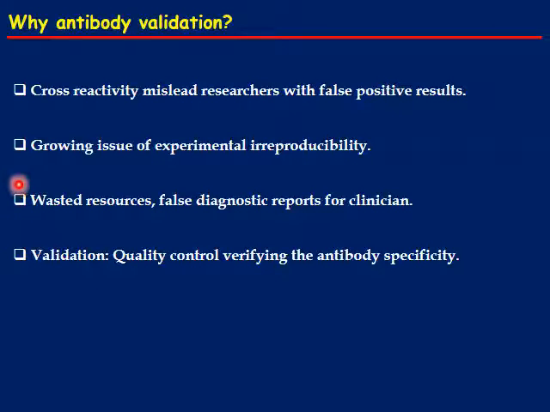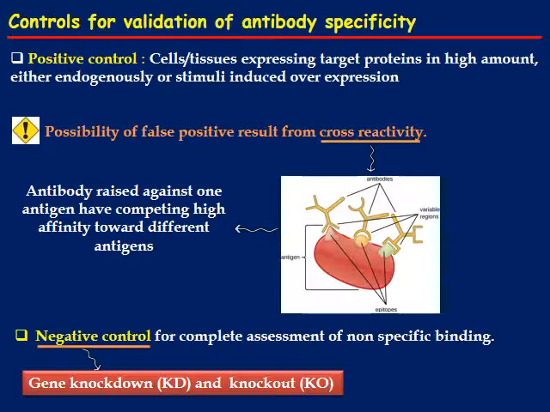The only solution to assure antibody specificity is the proper validation by using appropriate positive and negative controls. The positive controls may be cells or tissues which have higher expression of the target proteins endogenously, or they produce high amount of target proteins upon any stimuli induction. Still, only the use of positive control may not exclude the doubt of cross-reactivity. The higher signal achieved in positive control may also be due to cross-reactivity.